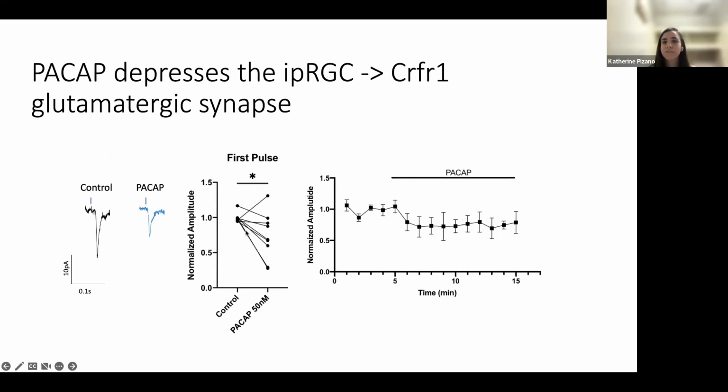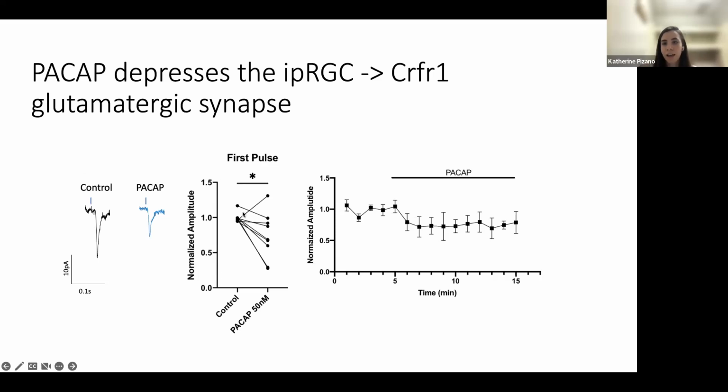Now, to investigate the effects of PACAP on the synaptic transmission, we once again stimulate those ipRGC fibers in the SCN and look at the evoked responses in postsynaptic GFP positive cells, both before and after the addition of a PACAP agonist, PACAP38. On the left here are sample traces from our recordings after stimulation. And as you can see from the first graph, addition of this PACAP agonist leads to a decrease in the evoked amplitude response following that first pulse stimulation.